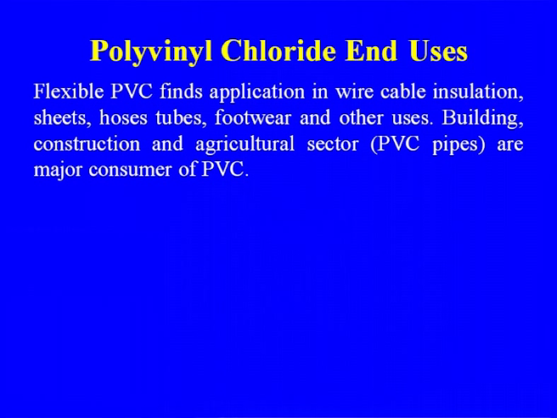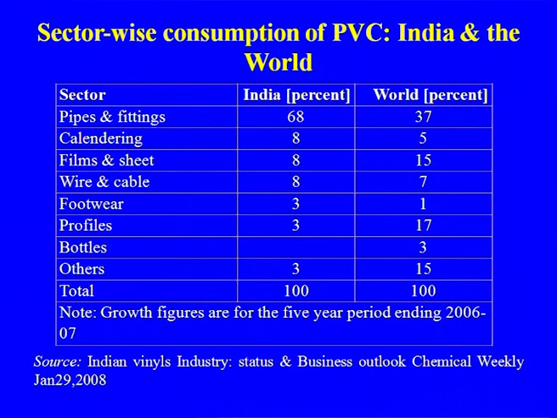Flexible PVC finds application in wire, cable insulation, seats, hose tubes, footwear and other uses. Building, construction and the agriculture sector, as I told you, are the major consumers of polyvinyl chloride. This is about the sector-wise consumption. One of the major consumers is pipes and fittings, then calendering, films and sheets, wire and cable, footwear, and then bottles and others.